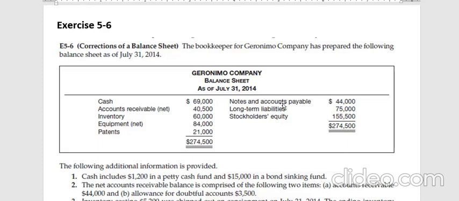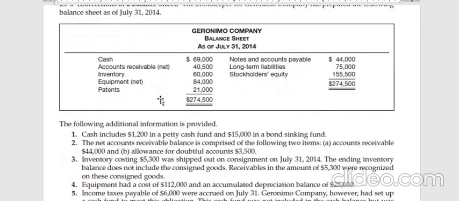5-6. Now if you see here, a balance sheet is given to us as of 31st July 2014 and we are required to correct the balance sheet actually. So there are some mistakes that we expect, so we're gonna actually overcome those mistakes.